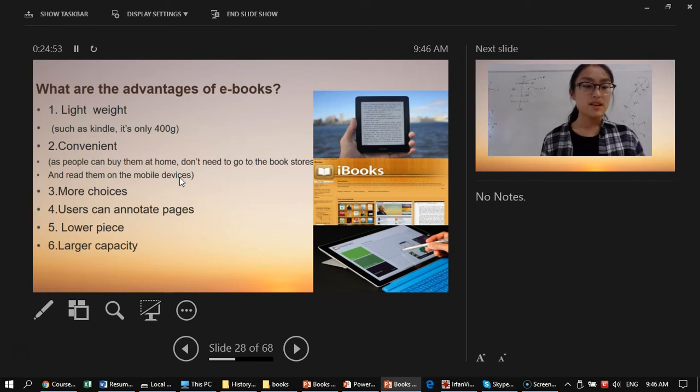Fast. Lower price in the long run. Ebooks are much less expensive. If you buy 100 ebooks, it's much cheaper than buying 100 physical books. Sixth, large capacity. In an e-reader, you can store more books, just like a library, an online library.